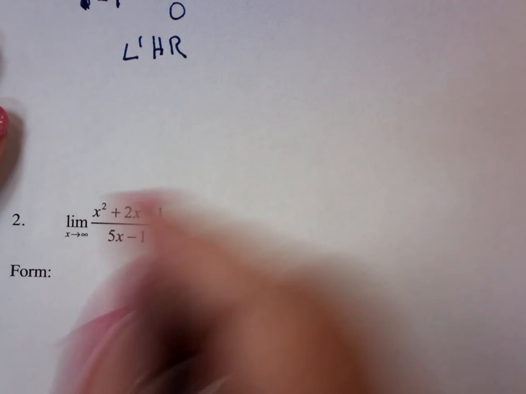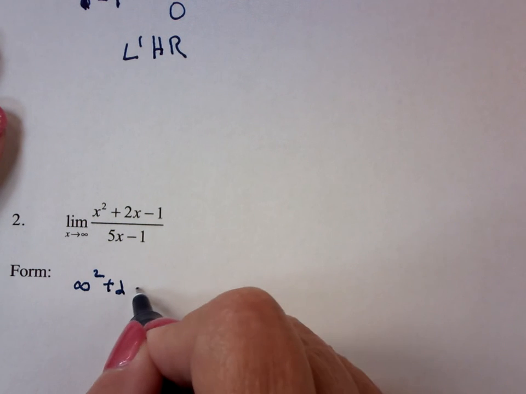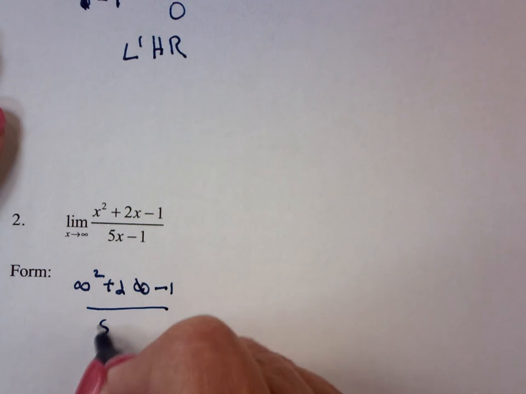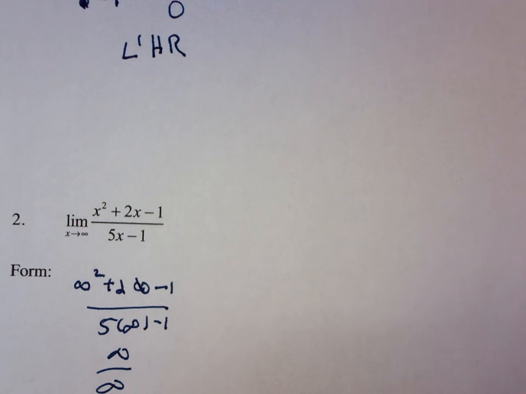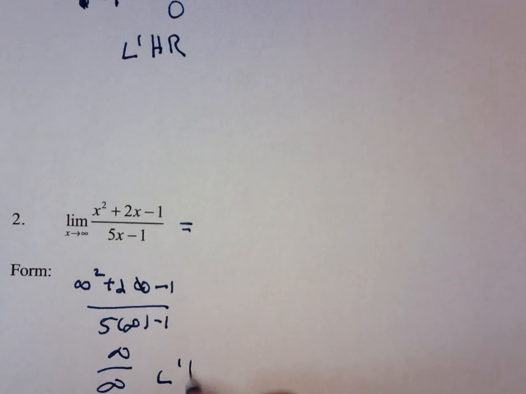Infinity. Plug it in. Well, I've got infinity squared plus 2 infinity minus 1 over 5 times infinity minus 1. It's infinity over infinity. The problem is there's different levels of infinity. Some infinities are bigger than other infinities. So that I can now use L'Hopital's rule.